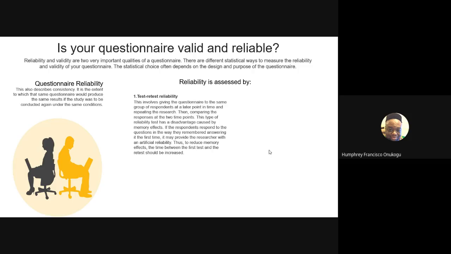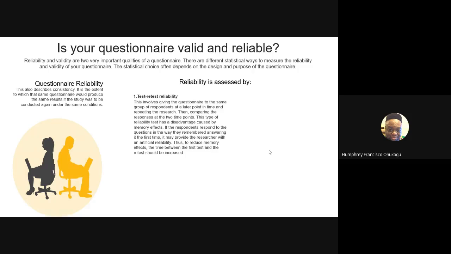This type of reliability test has a disadvantage caused by memory effect. If the respondent responds to the question in the way they remember answering the first time, it may provide the researcher with an artificial reliability. Thus, to reduce memory effect, the time between the first test and the retest should be increased. I want to believe this is self-explanatory.